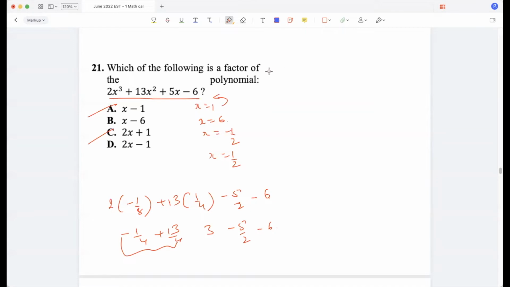And plus 1 by 2. 2 into 1 by 8 plus 13 into 1 by 4 plus 5 by 2 minus 6. 1 by 4 plus 13 by 4 plus 10 by 4 minus 6. Yeah, so 6 minus 6, 0.